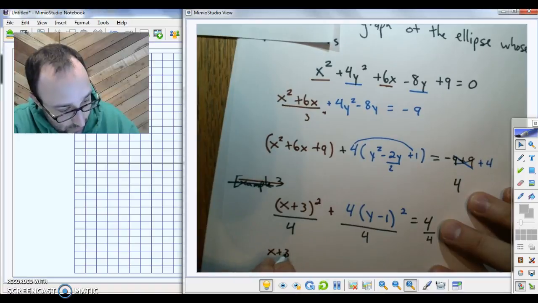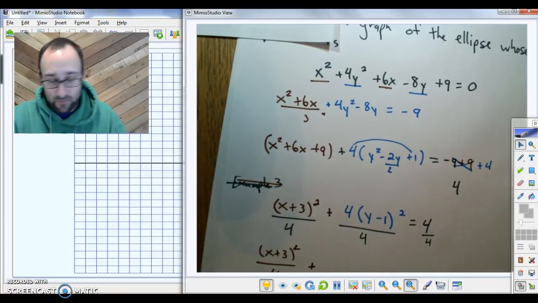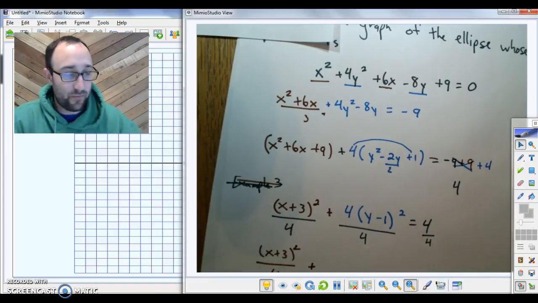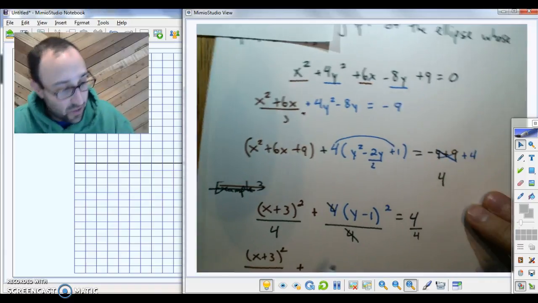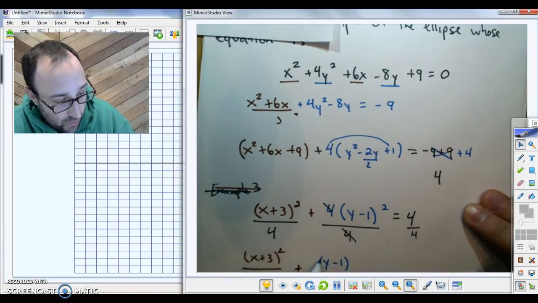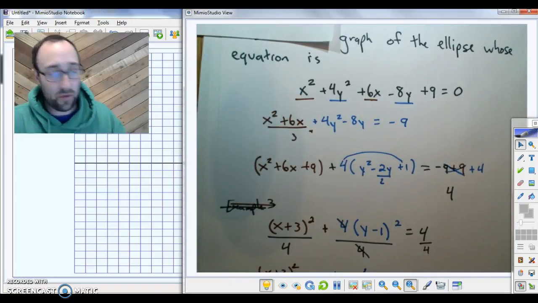So we have x plus 3 squared over 4 plus. These 4's are going to cancel out and you'll be left with just 1. So it'll be y minus 1 squared over 1, and it's going to equal 1.